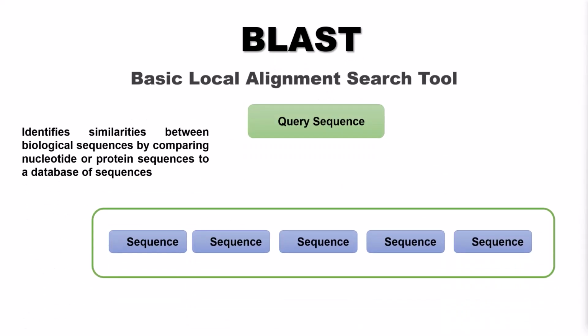So what is the NCBI BLAST tool? BLAST stands for Basic Local Alignment Search Tool. It identifies similarity between biological sequences by comparing nucleotide or protein sequences to a database of sequences.